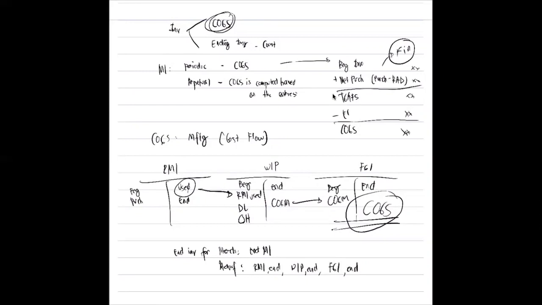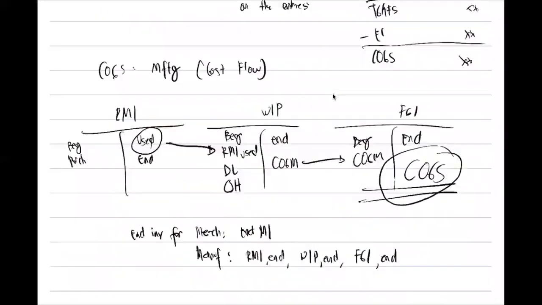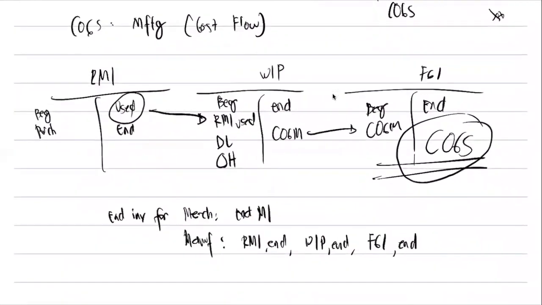Next, how about cost of goods sold in your manufacturing concern? We follow the cost flow from RMI to work in process until FGI to compute for your cost of goods sold. But what is the amount of your ending inventory for manufacturing? It is composed of raw materials end, work in process end, and finished goods inventory end. Okay, so that's it. That will wrap up our discussion for the measurement of inventories. Thank you.